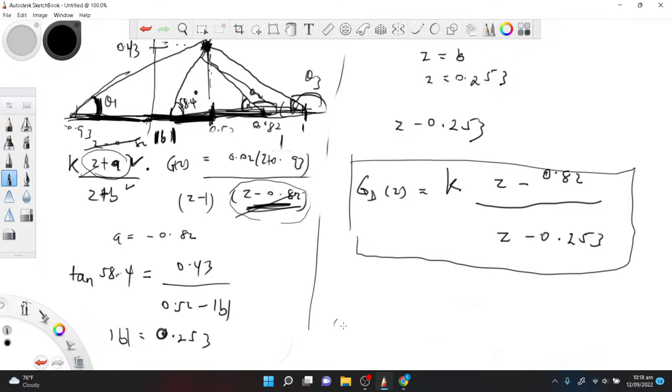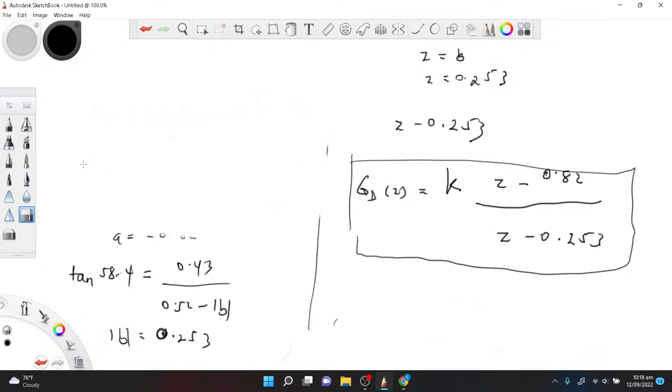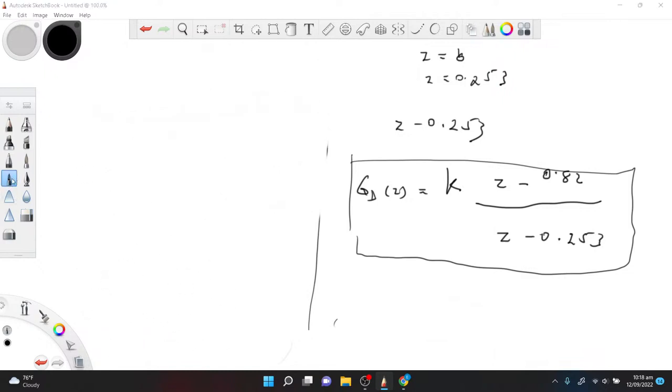Yeah, so they can ask you to find K. We can be asked to find K. I was just about ending, but K again. So how will you find K? Here's how you find K.